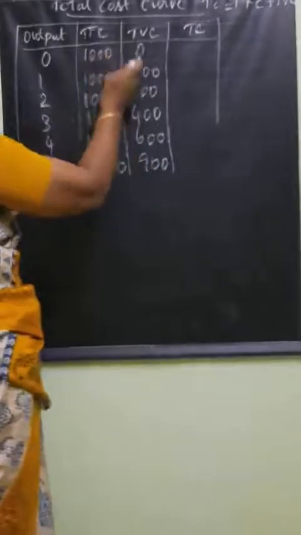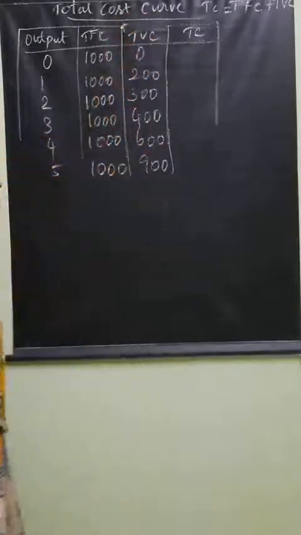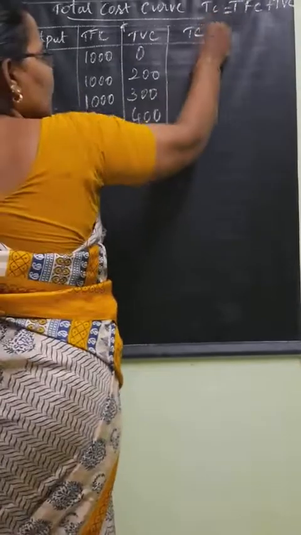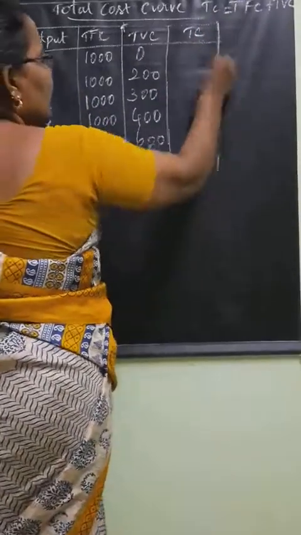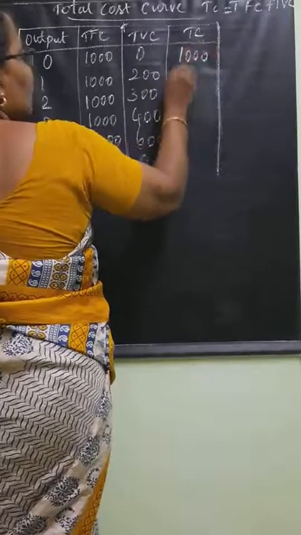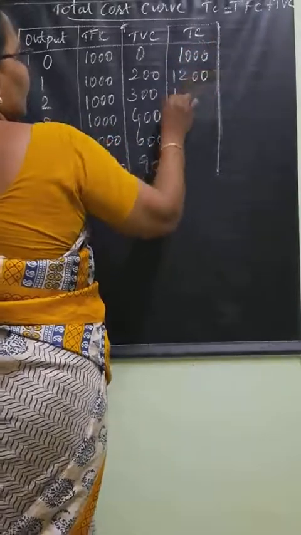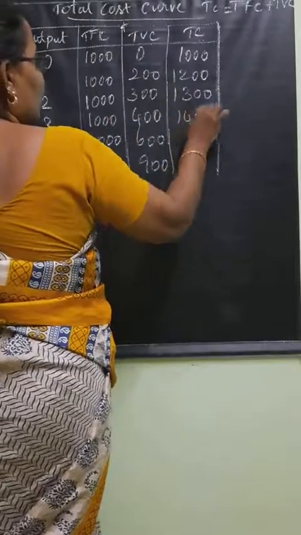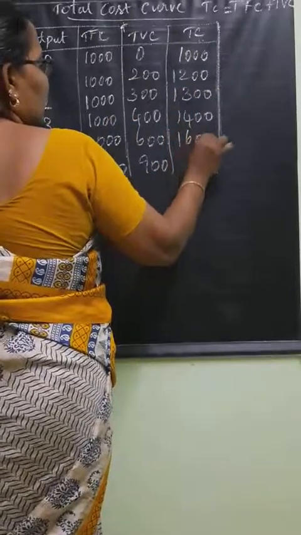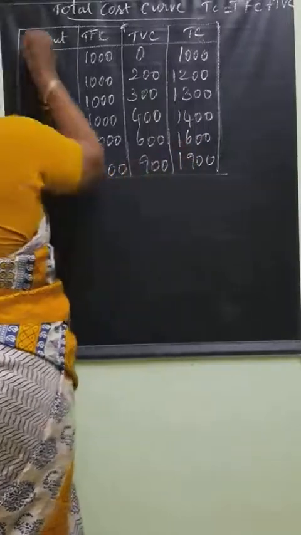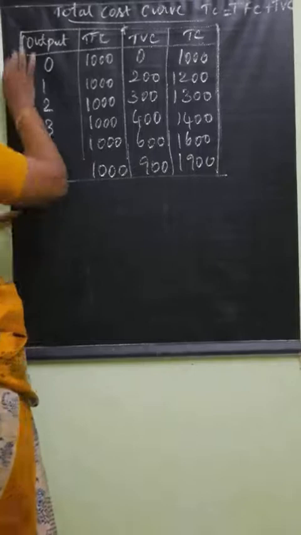Now, if you want to get TC, you have to add both. The summation of TFC and TVC gives you the total cost. What would be the summation of TFC and TVC? Add it. 1000 is 1000, 1200, 1300, 1400, 1600, 1900. Now for this we are going to draw the diagram.